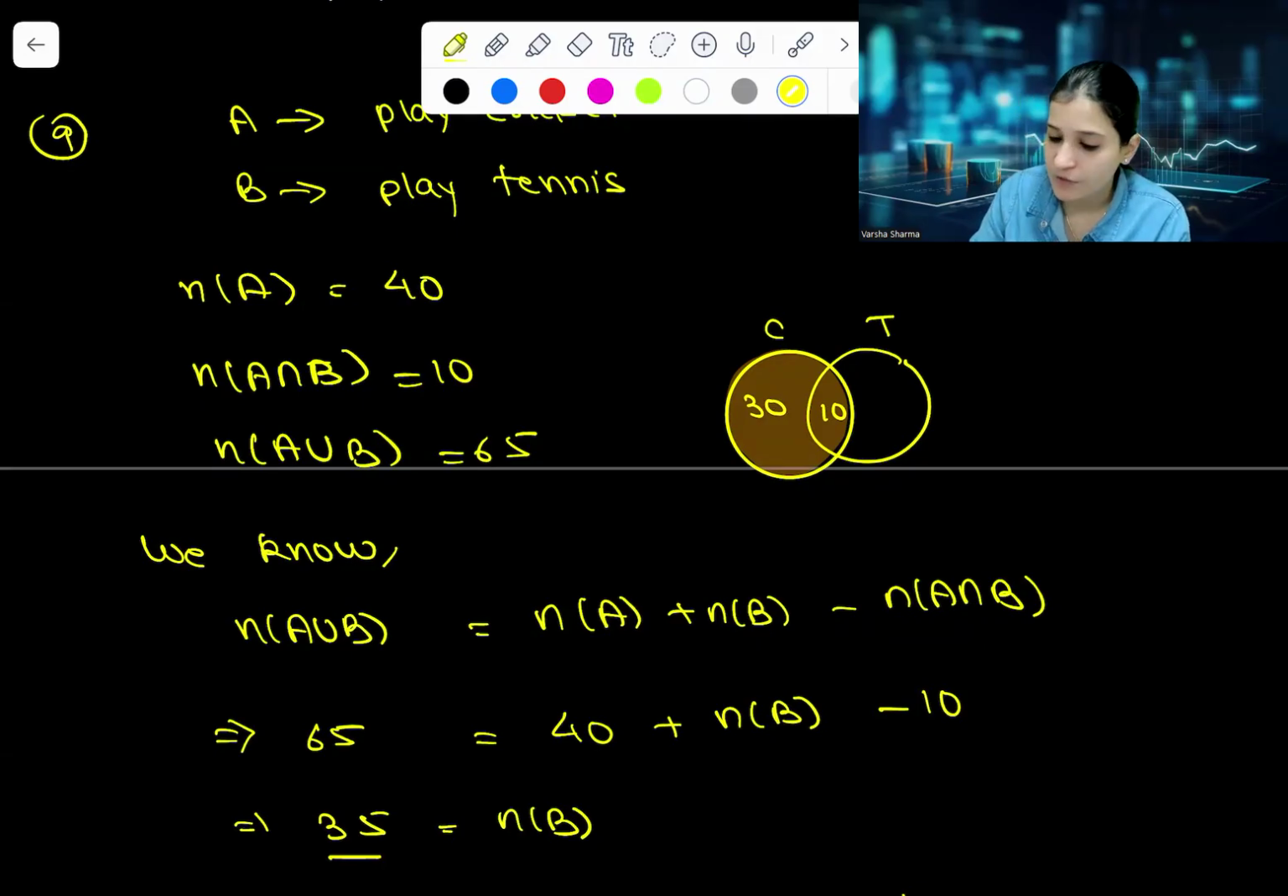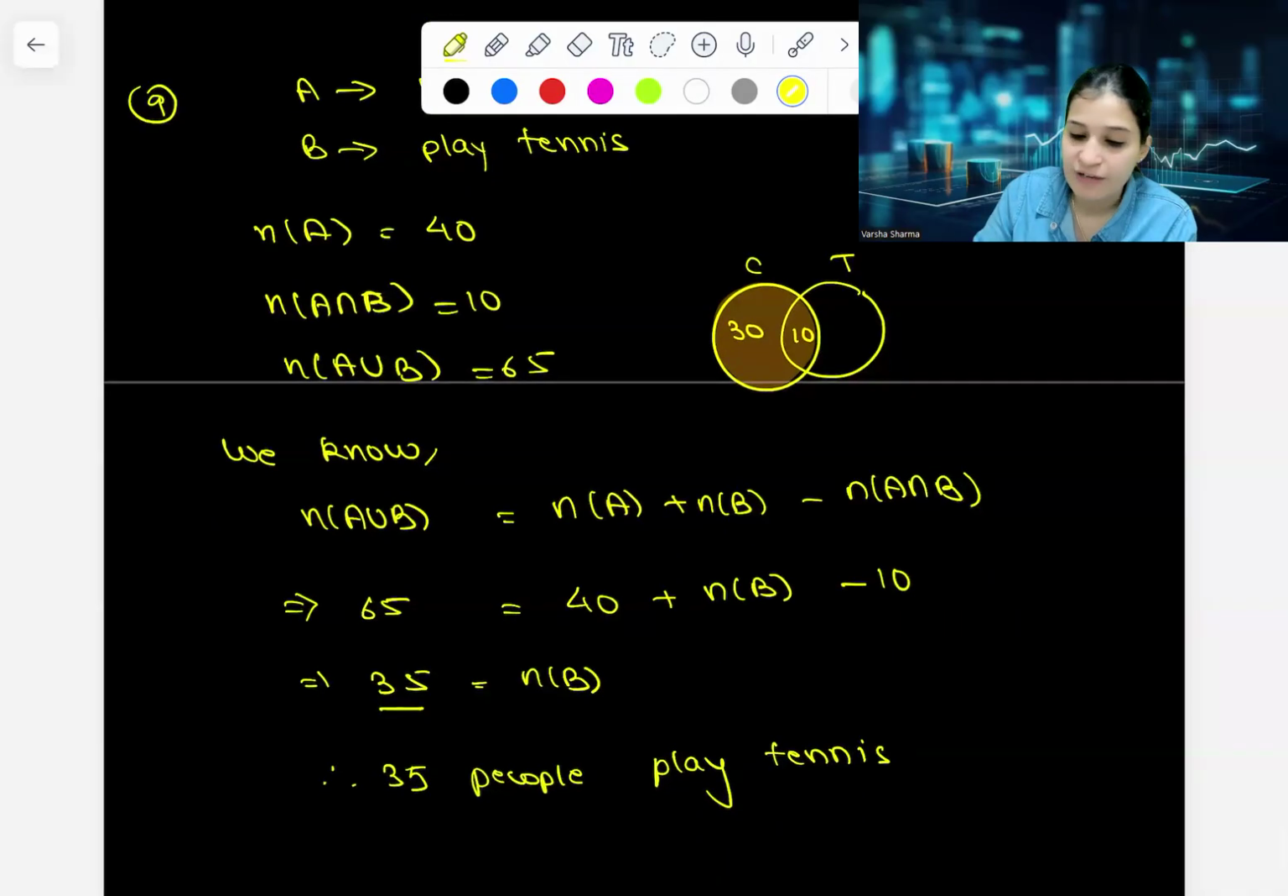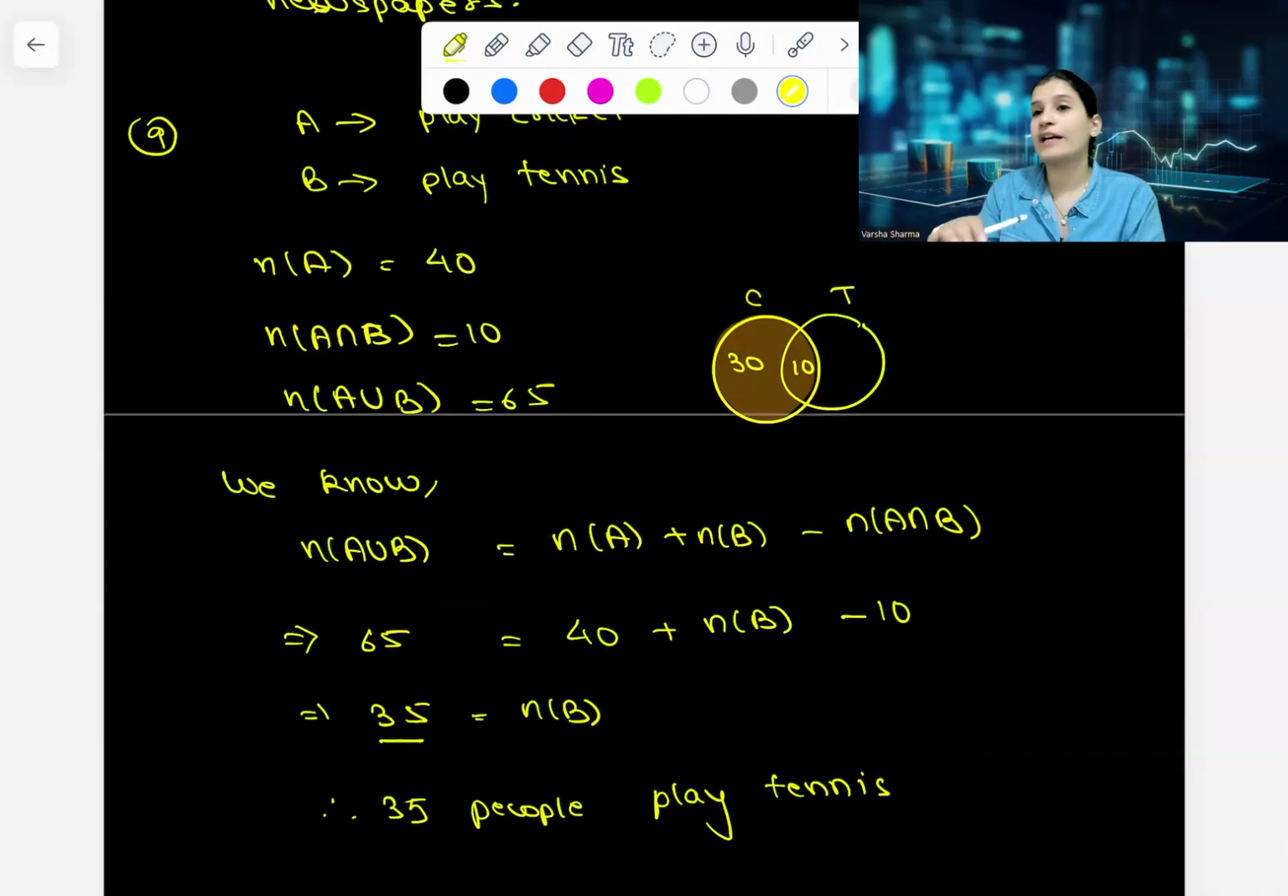Now, in tennis, we have already found that there are a total of 35 people. Out of 35, already 10 are sitting in the common part, so the remaining is 25. So these 25 people are only playing the sport tennis, right? Out of 35, remove this 10, and I'll get the only part.